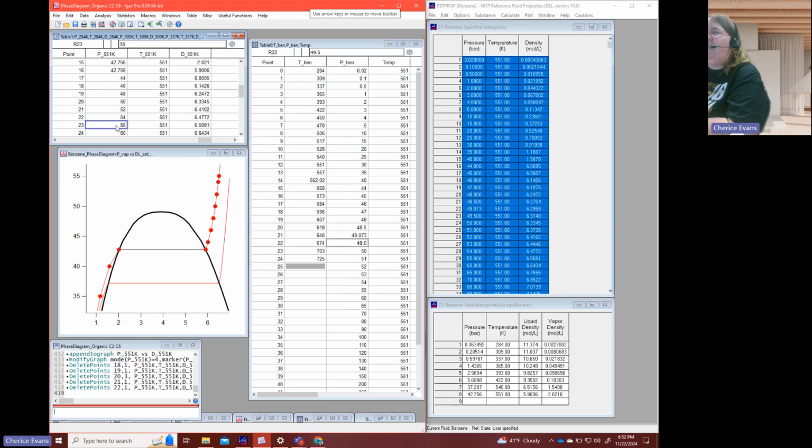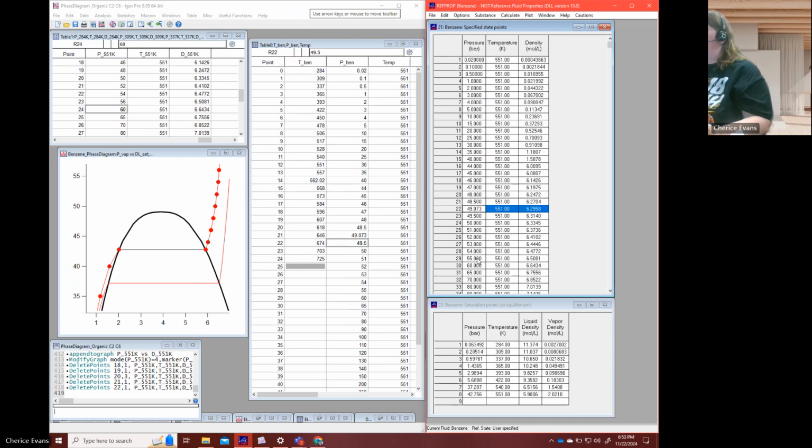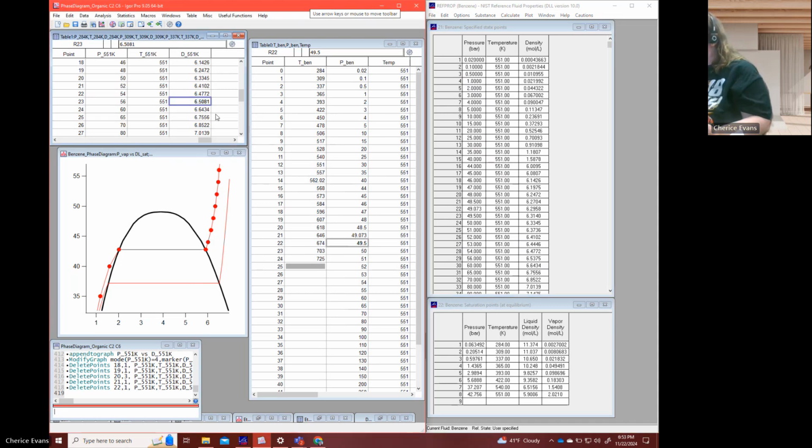Now I could either make that 56 and then go straight to 60, 65, which would evenly space it, or I can just have one slightly bigger space. I think I will make this 56 and come over here and just calculate 56 for 551, which would be 6.5375.